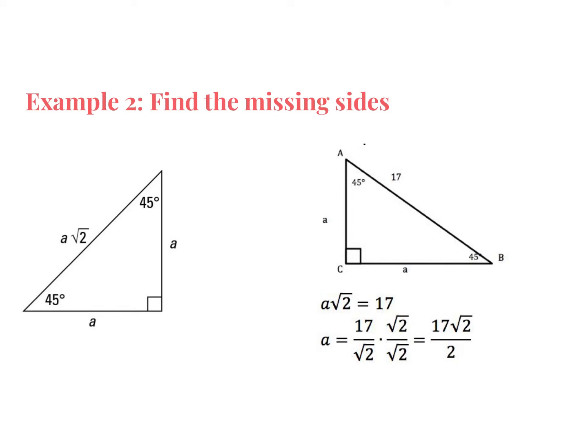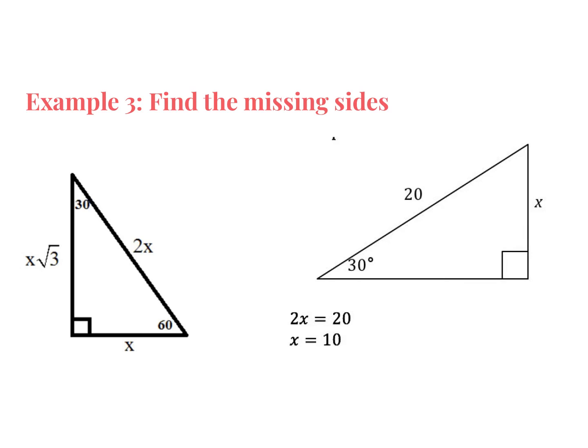The harder part for students is when their hypotenuse is a whole number. So remember that ratio should be a root 2. But this time, instead of that hypotenuse having that root 2, it's just a whole number, 17. So I have to solve for a. I set it up and say a root 2 equals 17. Divide by root 2 so I can isolate the a. Rationalize the denominator by multiplying by the square root of 2 over the square root of 2. And then I get the length of the sides to be 17 root 2 over 2.